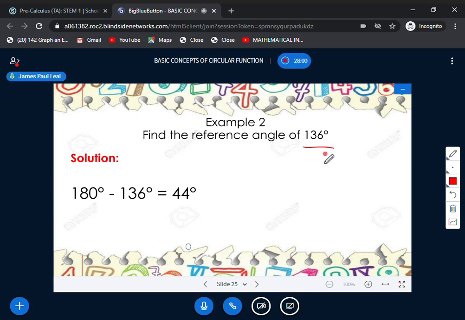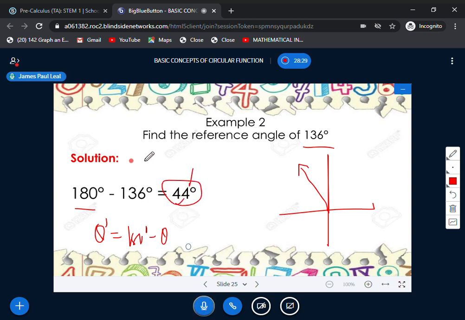And we all know that 136 lies on the second quadrant because we have here the 90 degrees, right? Say for example, this will be your 136. Okay, dito po. 136 ito. It lies in the second quadrant. All you have to do is you have to subtract. Okay? So 180 degrees. Yung formula po na binigay ko, this one. So 180 degrees minus the angle given. So 180 degrees minus 136, you'll be having 44 degrees as your reference angle. That's it. Simple as that.